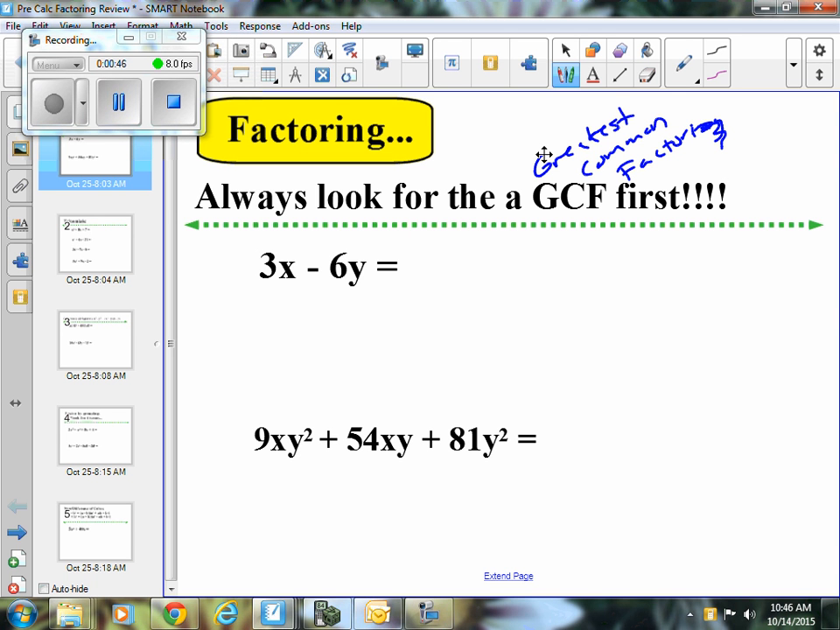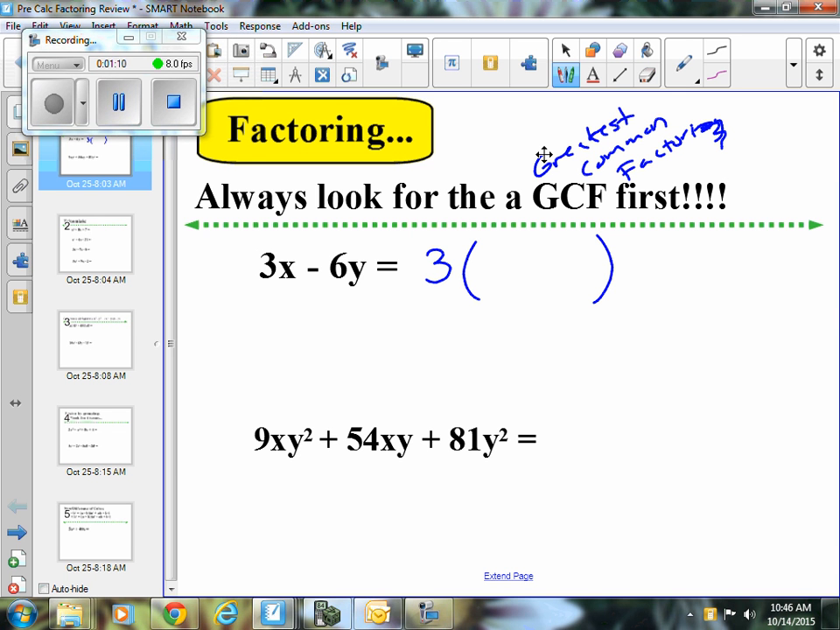So when we look at this first one, 3x minus 6y, what has been multiplied together to make that statement? Well, the first thing we look for is what's the biggest number or variable we can pull out of both of those terms. Numerically, it looks like we can pull out a 3, and there are no variables that appear in both terms, so we can't pull out anything else. What's left goes inside parentheses, so it's kind of the opposite of the distributive property.